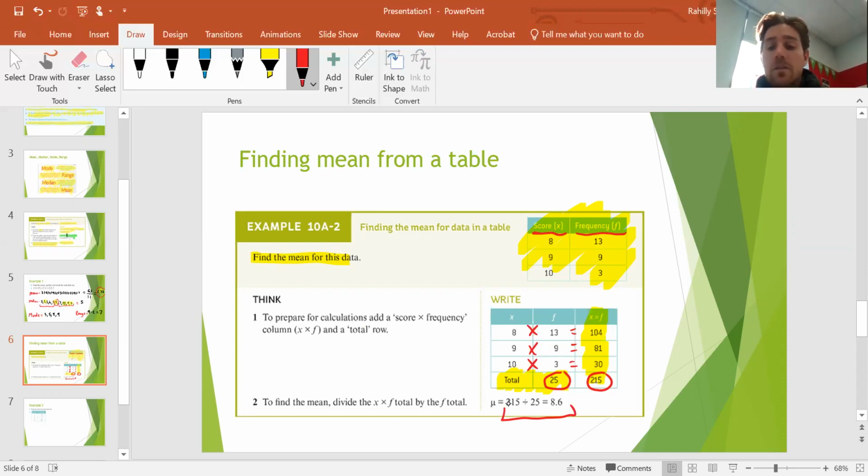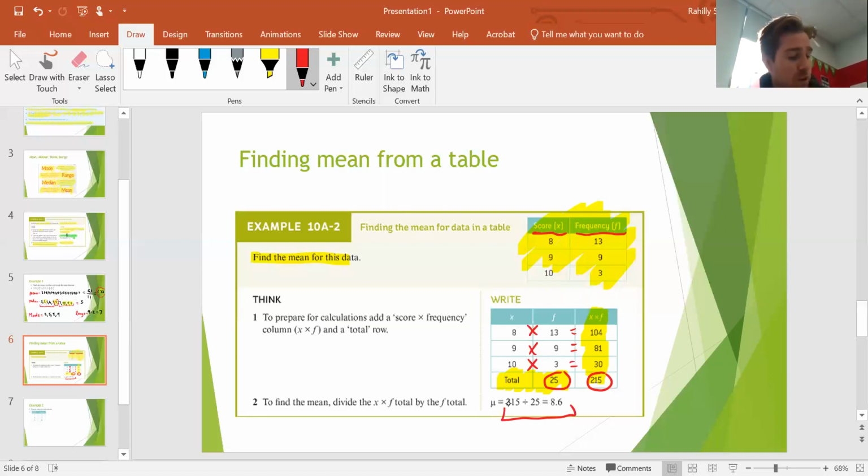So that is just a simpler way of adding up all your numbers together and then dividing them by the total amount. If you've got it in a table like this one, it's easier to do it just with your score times frequency column as opposed to writing all your numbers out in a list.